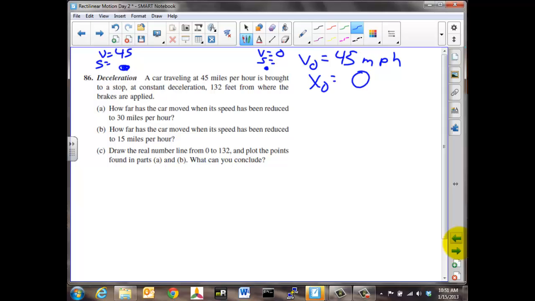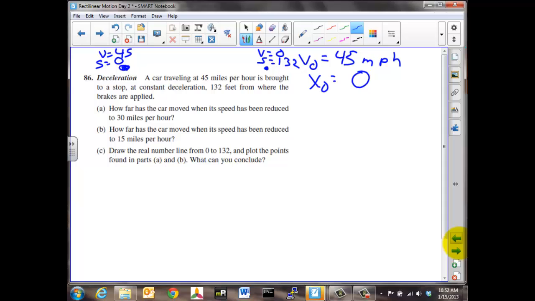Now, we need to know something about the position at both places. We could let this position be 132, in which case this position would be 0, but we could also let this position be 0 and this one's 132. It's easier if you let the initial position be 0. How do I know it's going to be easier if the initial position is 0? Because we have 45, and then we do something with zeros on both sides.